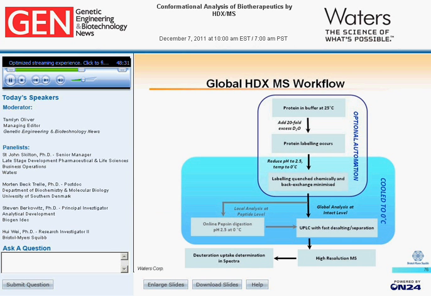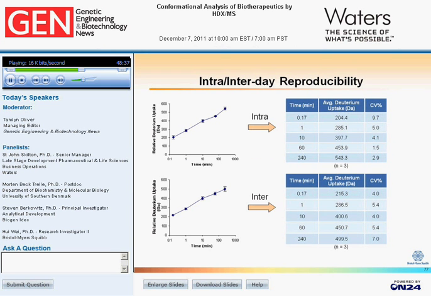We first evaluate the reproducibility of the method. I did 3 full time course HDX experiments within the same day and on 3 different days. The figures on the left are the relative deuterium uptake curves for the intra- and inter-day reproducibility study using the same monoclonal antibody. The tables on the right show the numbers for the average deuterium uptake level and the percentage CV at each time point.